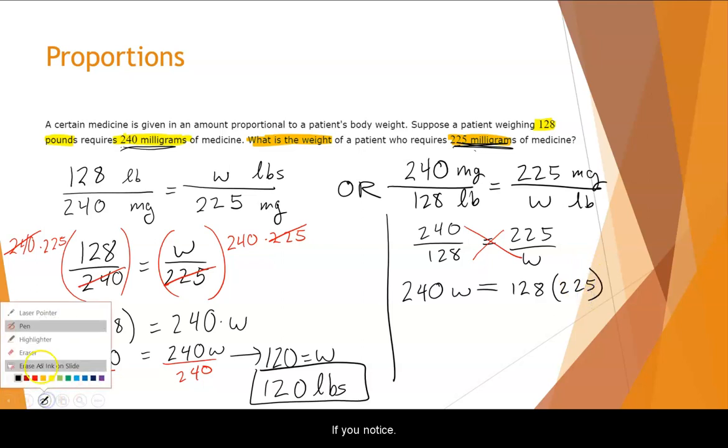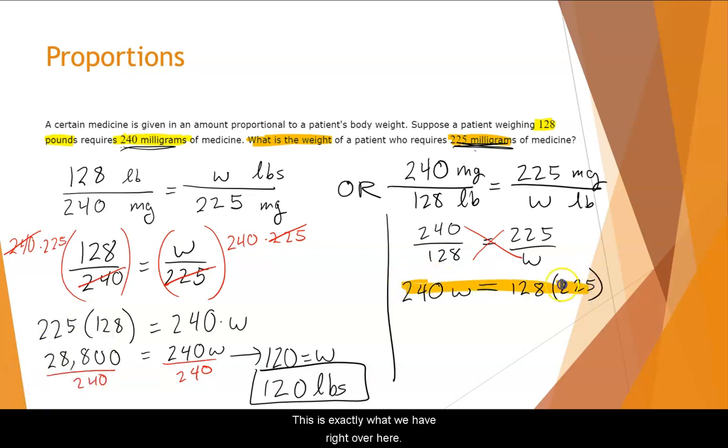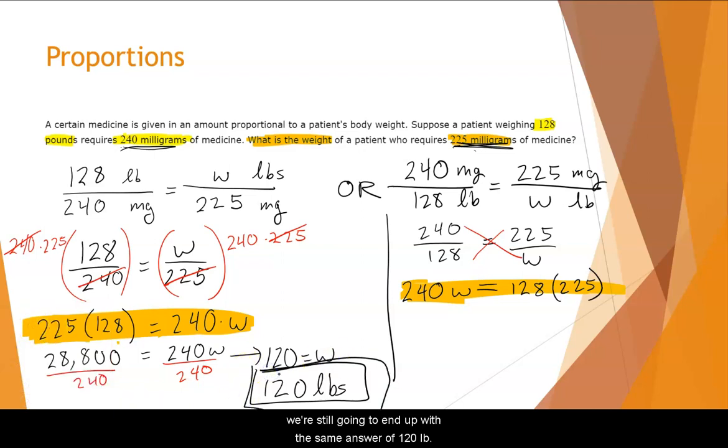If you notice, this is exactly what we have right over here. So 240W equals 128 times 225. 225 times 128 equals 240W. We can go ahead and multiply that out and solve it, but we're still going to end up with the same answer of 120 pounds.